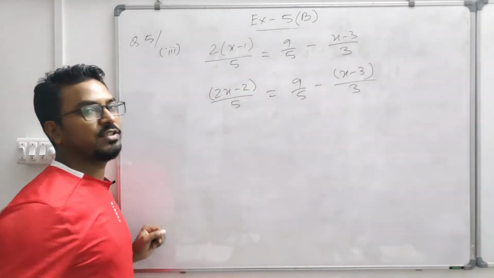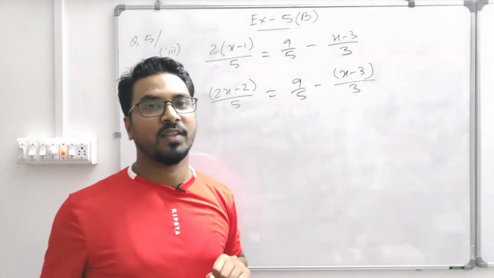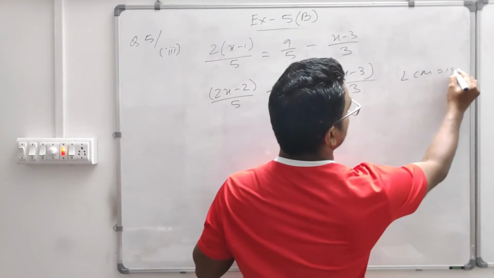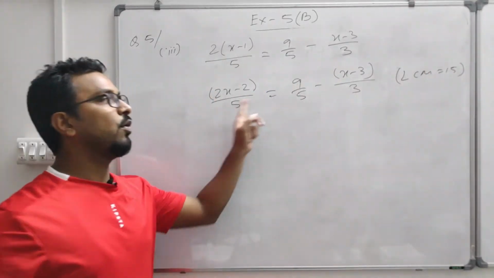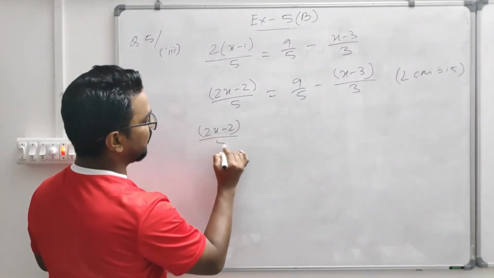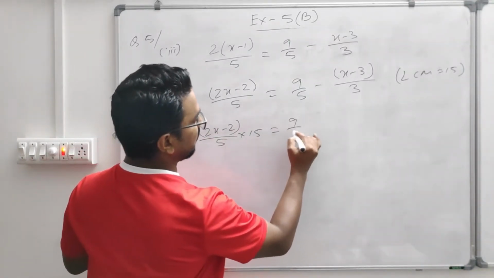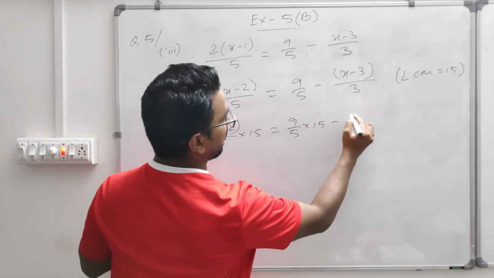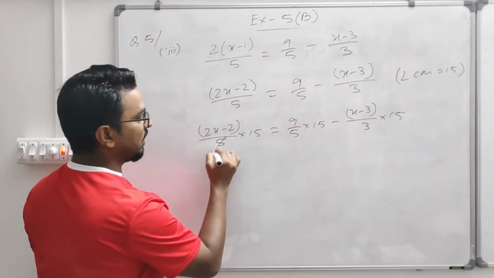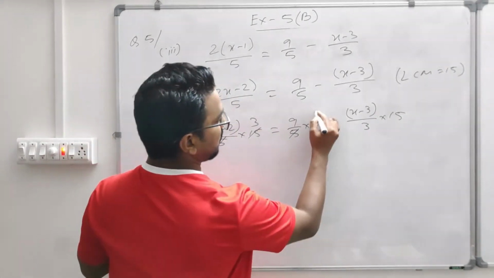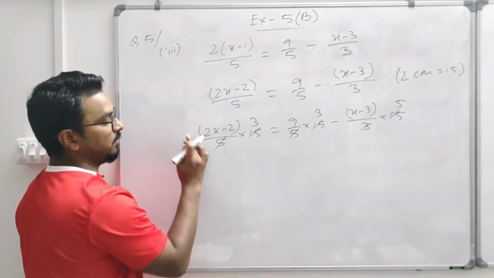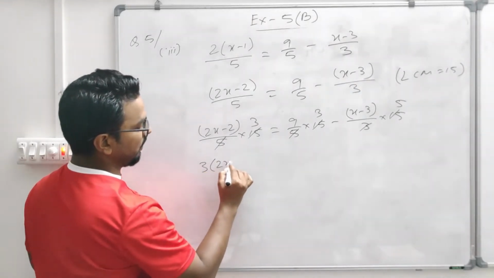Now what is the LCM for all these terms? LCM will be 15. So LCM is 15. So you multiply 15 with all these terms. Okay. So what we will get? 2x minus 2 by 5 into 15, 9 by 5 into 15 minus x minus 3 by 3 into 15. Now if you cancel it, how much you will get? 3. Here also 3, and this will be 5. Okay. Now try to bring this one in the first place. So you can write like this, 3 into 2x minus 2.